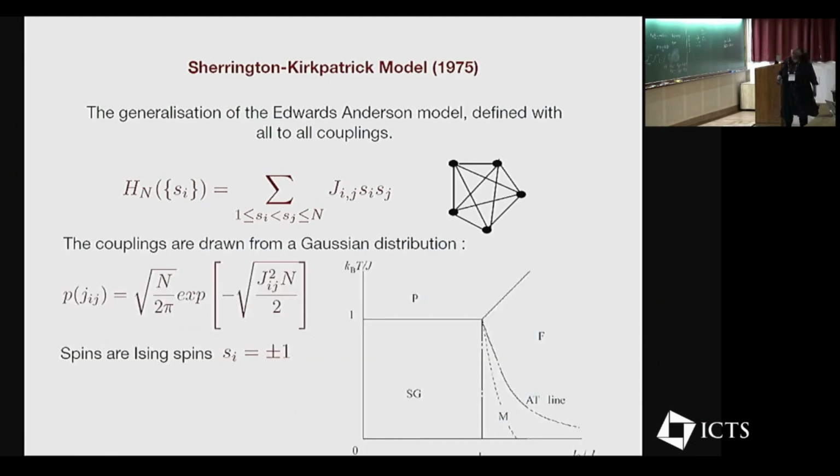The phase diagram of the system was shown to have a low temperature spin glass phase, which as one increases temperature goes to a paramagnetic phase, and at low temperatures it was also shown that it goes to a mixed phase, and from that it goes through an Almeida-Thouless line to a ferromagnetic state. So this is the phase diagram of the SK model, which is known since a long time.